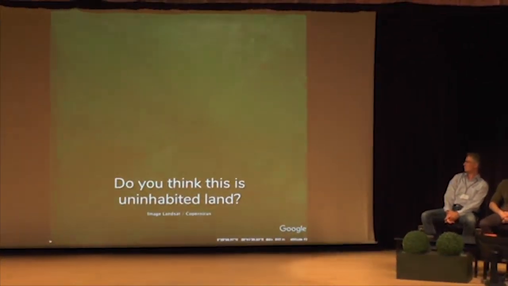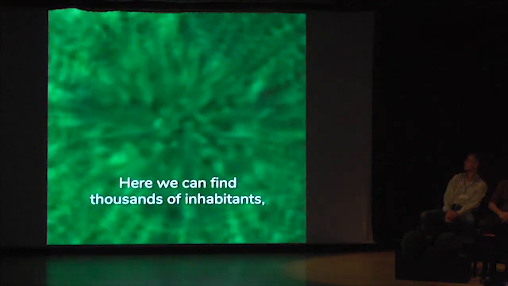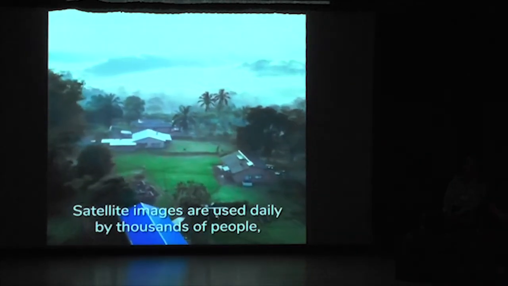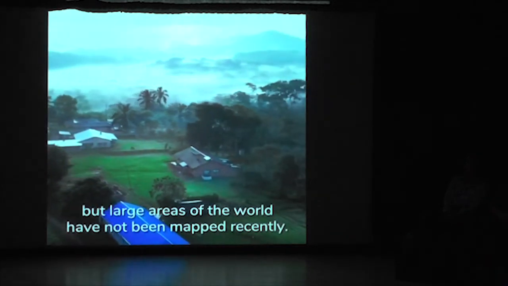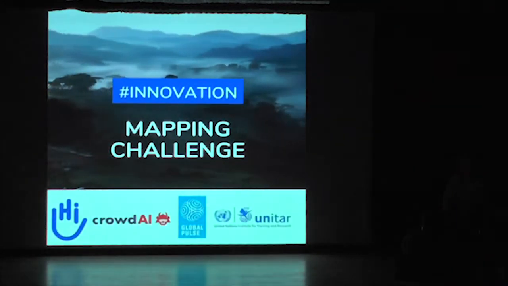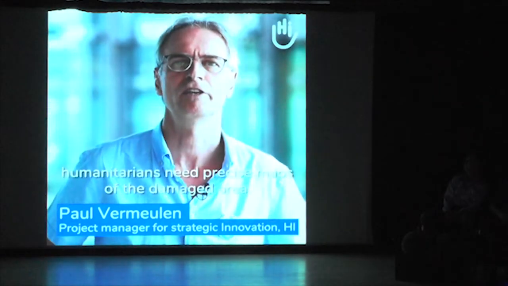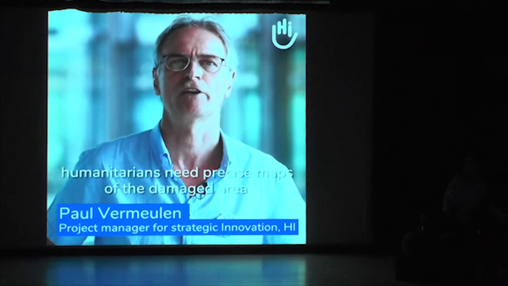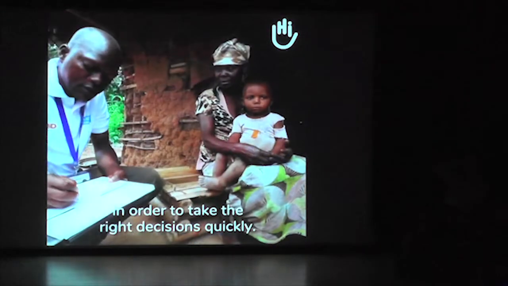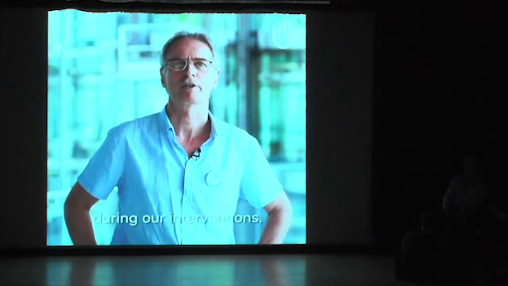Do you think this is uninhabited land? No. Here you can find thousands of inhabitants, invisible on the maps. Satellite images are used daily by thousands of people, but large areas of the world have not been mapped recently. In emergency situations, humanitarians need precise maps of the damaged area. We need to get a clear picture of the situation in order to take the right decisions quickly. And we also need regular updates of those maps during our interventions.